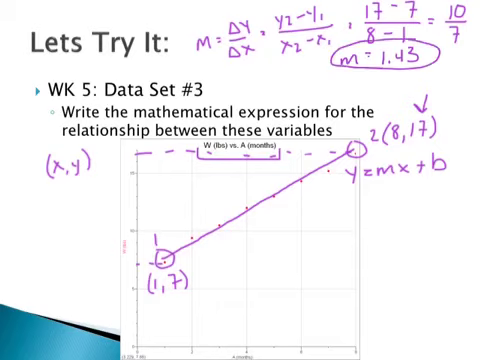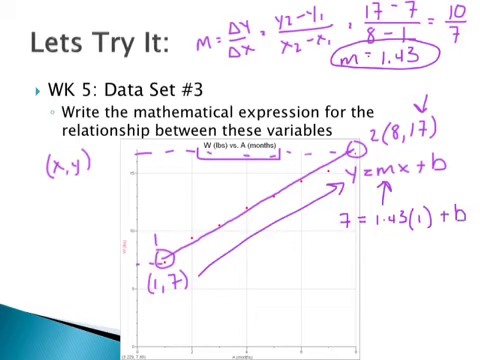So I'm just going to circle this here. For my y-intercept, what I do is choose any point and plug it into this equation here. I'm going to choose the first point, where y is equal to 7 and x is equal to 1, and plug it into that equation. So I'm going to get 7 equals m, which is my slope that I just calculated, 1.43, times x, which is 1, plus b. Now you can see it's a simple algebra equation where I can solve for b.